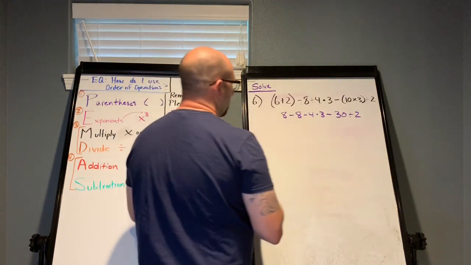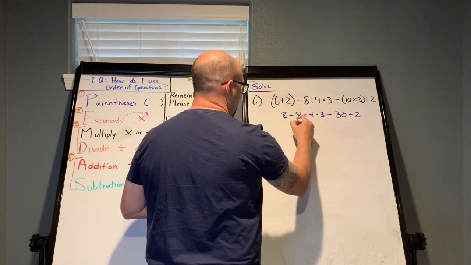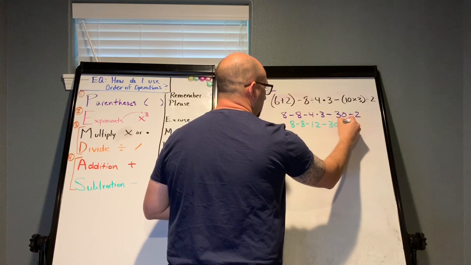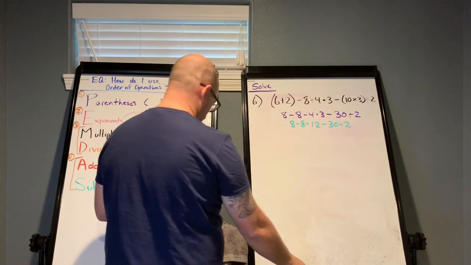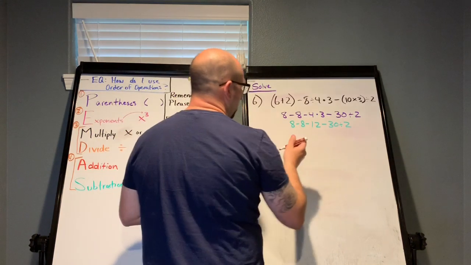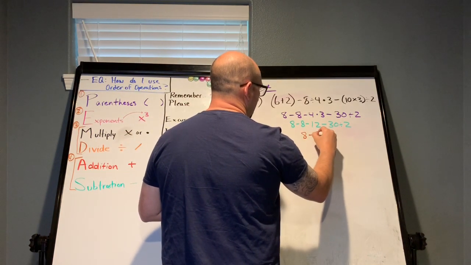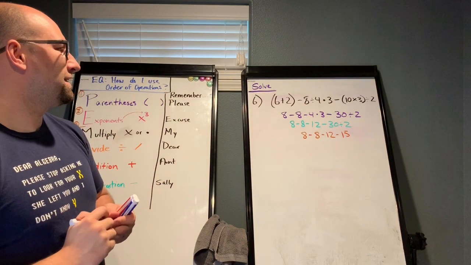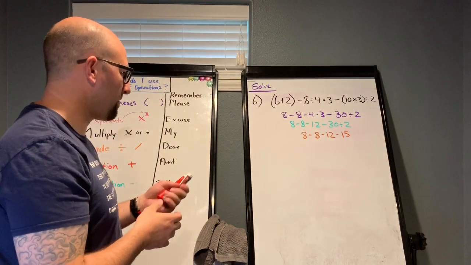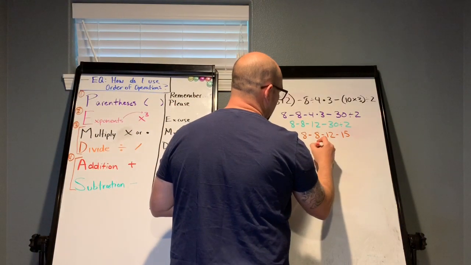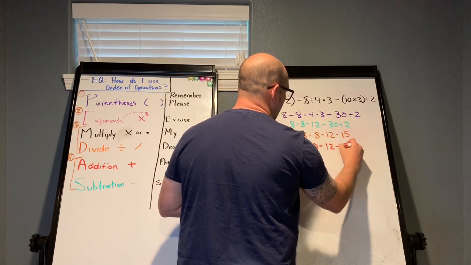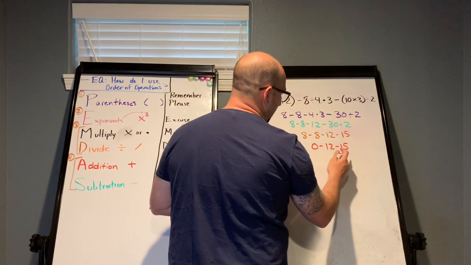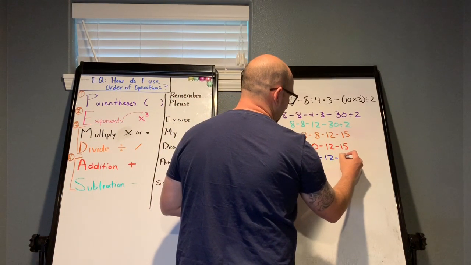Okay, so let's go 8 minus 8 minus 12 minus 30 divided by 2. Just go one step at a time. Okay. And then we'll go 8 minus 8 minus 12 minus 15. Uh-oh. Well, you guys will learn something new, maybe. Okay, now we go 8 minus 8 is 0 minus 12 minus 15. Okay, so now we're going into the negative. So now we've got negative 12 minus 15.